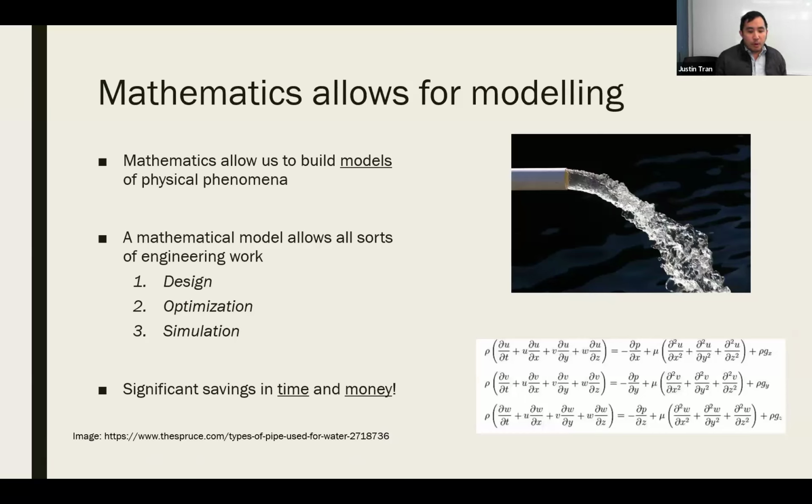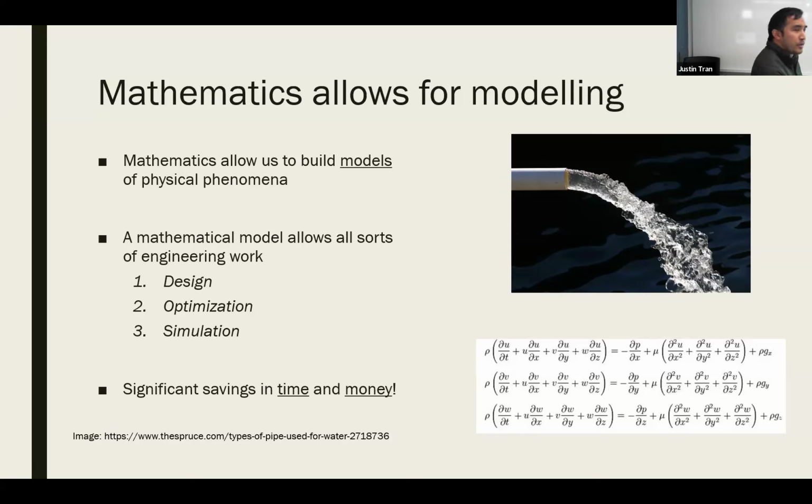The most prominent application of mathematics in engineering is that it allows you to build models of physical phenomena. Models allow you to predict physical behavior without actually trying it yourself. For instance, if you look at the water coming out of a spout, you can solve the equations for fluid flow to predict the velocity and the pressure of the fluid coming out, without having to build an entire testing rig. And that's really important because a lot of engineering projects are very, very costly.